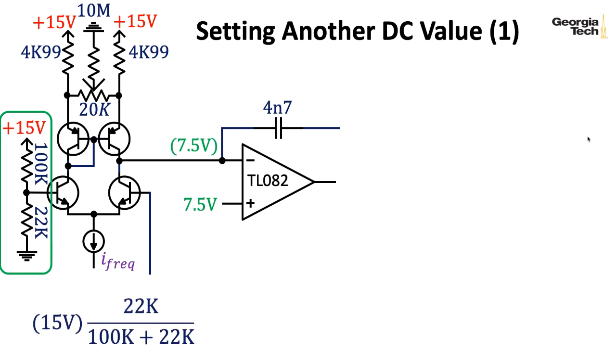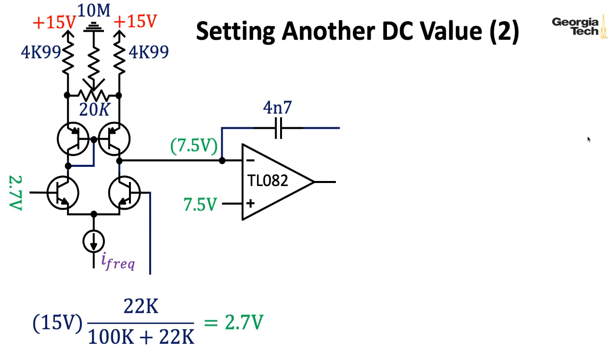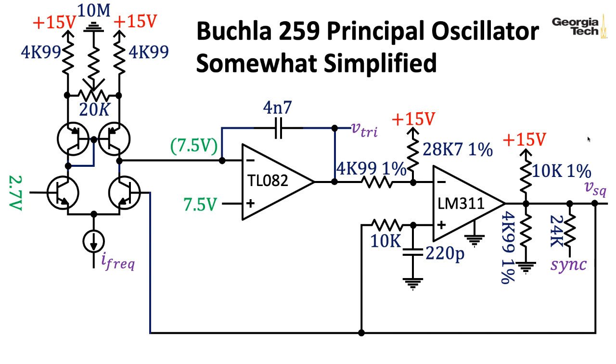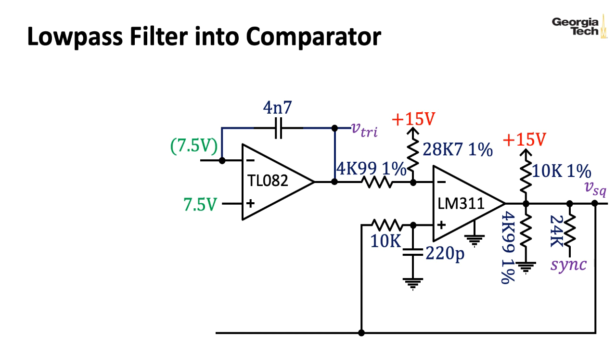So 15 times 22K over 122K gives me 2.7 volts. So I'm just going to replace that resistor divider with 2.7 volts. All right, so let's tackle the rest of the circuit. Let's take a look at the positive input of the 311.